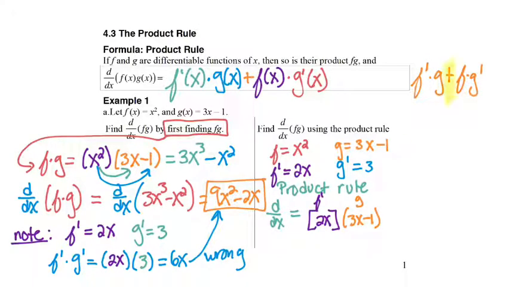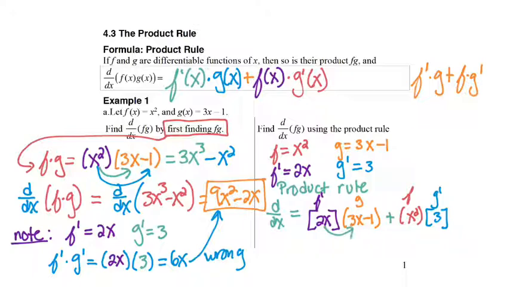The formula has plus, and I stress that because it looks very close to the quotient rule, but the quotient rule has minus in the middle. Now we need f in its original form, so the x squared. Then we need the derivative of g, which we have found to be 3. And now we can clean this up.